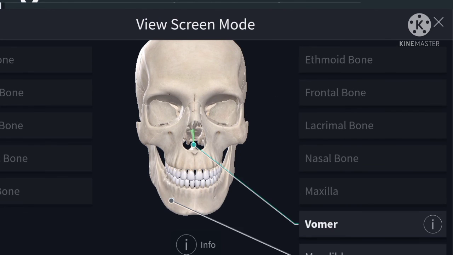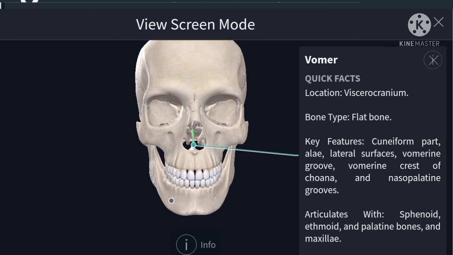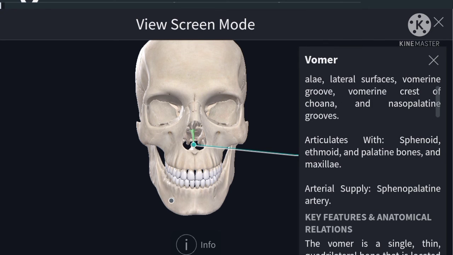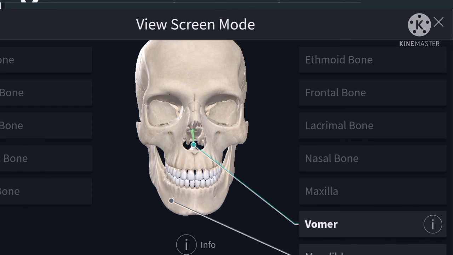Now we will see the vomer. As you can see here, this is a vomer and it is a type of flat bone which is located in viscerocranium and it articulates with the sphenoid, ethmoid, palatine bone and the maxilla, and it is supplied by the sphenopalatine artery.